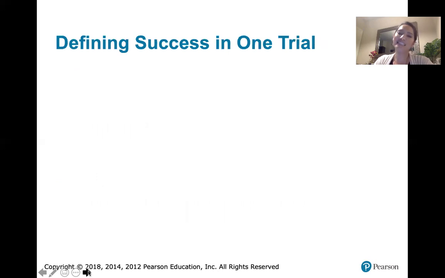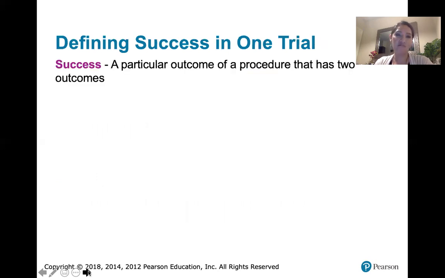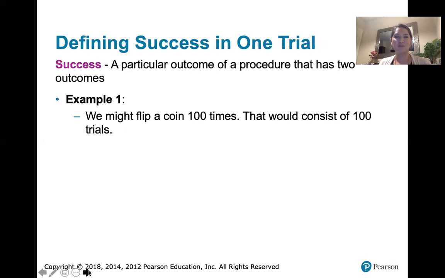Now, when we define success in one trial, we're just talking about a particular outcome of a procedure. And we're going to think of that procedure as having two outcomes. So we either have success or we have something that we're not classifying as success. If you want, you could call it failure. But what we define to be success is pretty arbitrary in this context. So for example, if we're flipping a coin and we're calling that one trial, and we flip the coin 100 times, that's 100 trials. We might define success to be flipping heads.